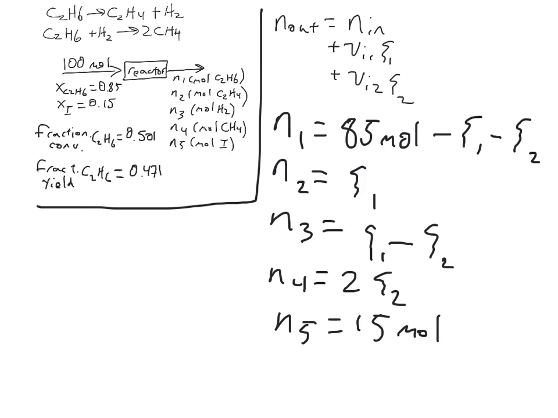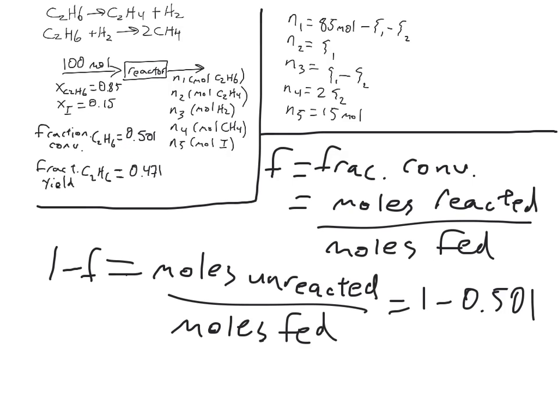Now, at this point, we need to take advantage of the information that's given. The fractional conversion is given, and the fractional yield is given. So these are the equations that we're going to use here. Fractional conversion is equal to the moles reacted in the reactor divided by the moles fed.